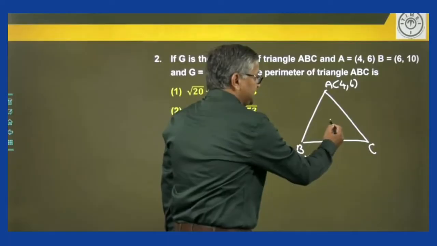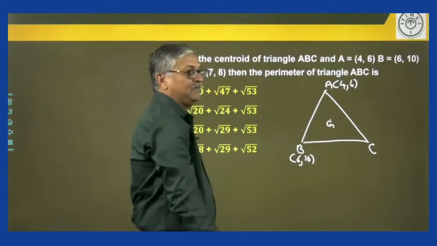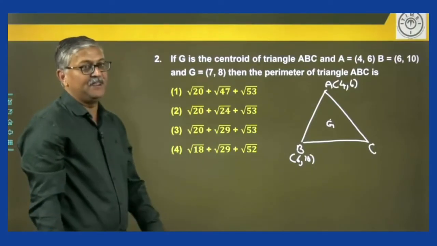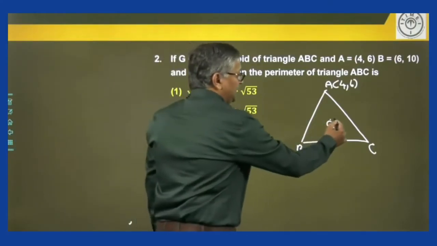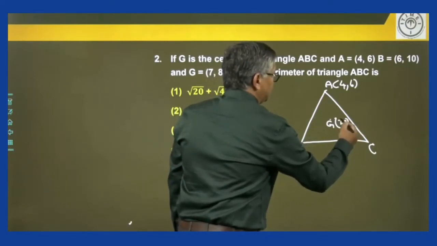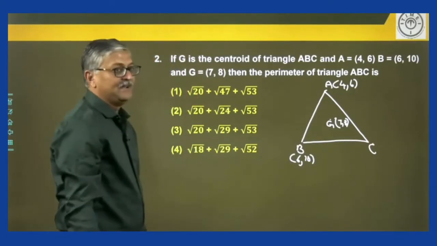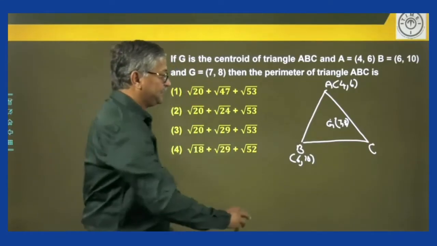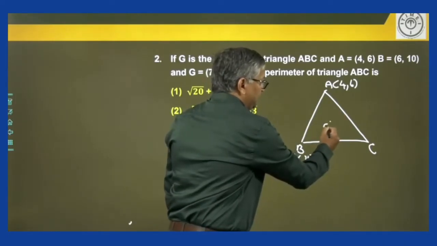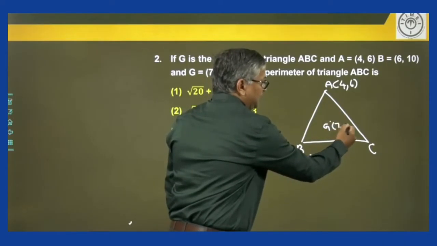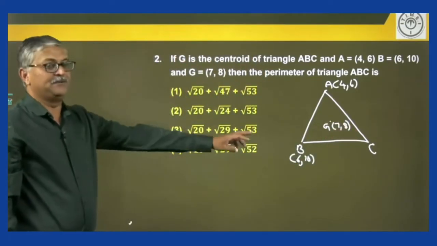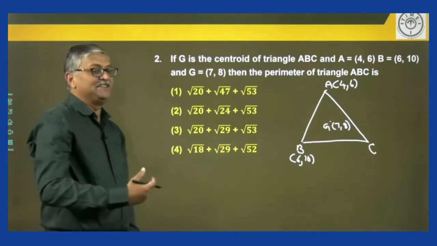So, what is the centroid formula? When the 3 vertices are given, the centroid is ((x1 plus x2 plus x3) by 3, (y1 plus y2 plus y3) by 3). This centroid is given as (7, 8). So, first what do we have to calculate? First we have to calculate the third vertex, that is C.